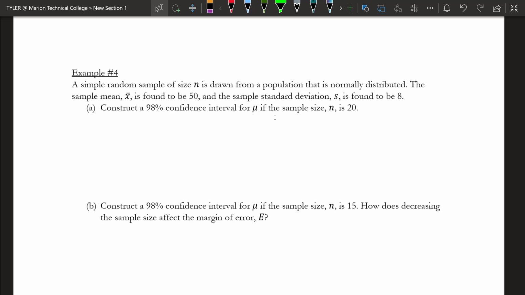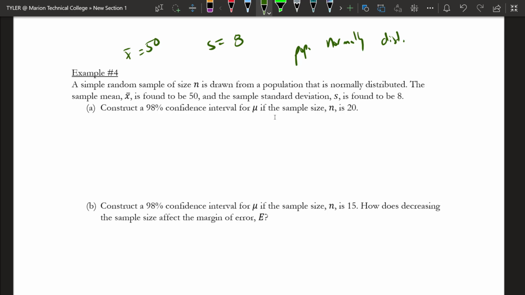All right, so example 4, it says a simple random sample of size n is drawn from a population that is normally distributed. The sample mean x bar is found to be 50, and the sample standard deviation s is found to be 8. So x bar equals 50, s equals 8, and we know that the population is normally distributed. Since the population is normally distributed, the n value doesn't matter here, but we do need to know the n value so that way we can calculate the degrees of freedom.